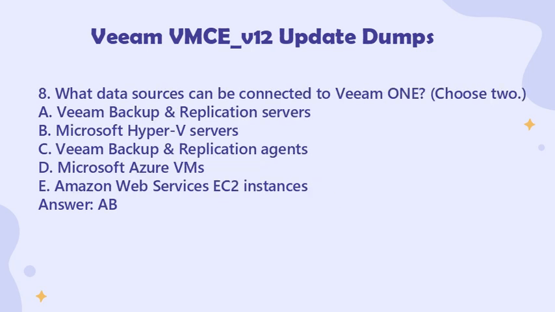8. What data sources can be connected to Veeam ONE? Choose 2. A. Veeam Backup and Replication servers. B. Microsoft Hyper-V servers. C. Veeam Backup and Replication agents. D. Microsoft Azure VMs. E. Amazon Web Services EC2 instances. Answer: A, B.